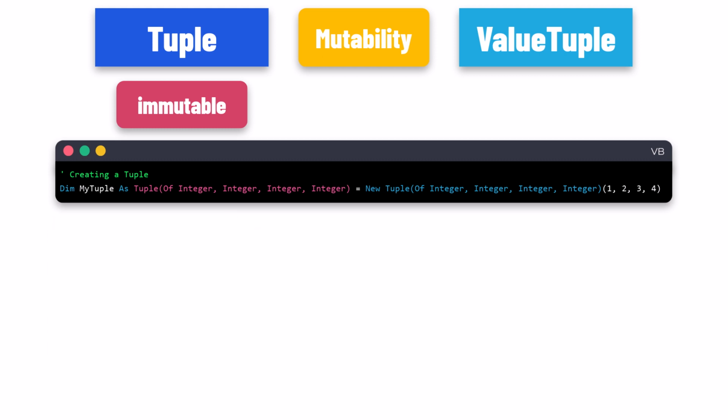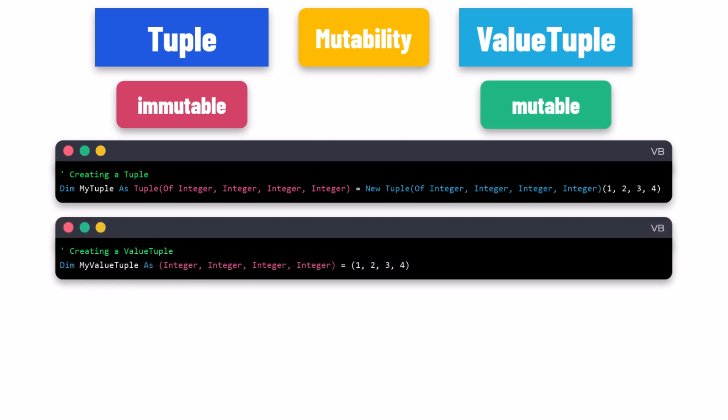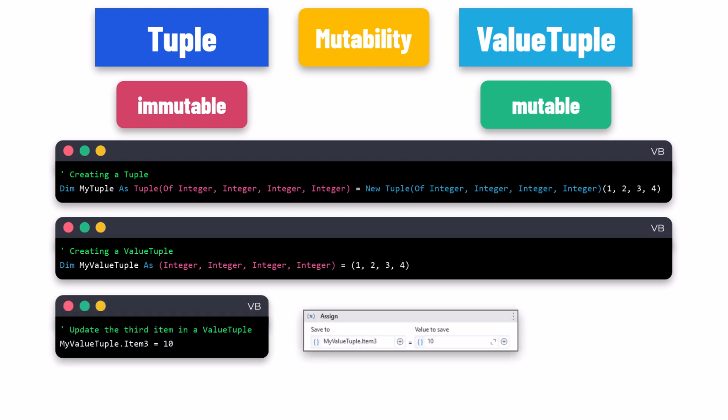On the other hand, value tuples are mutable, just like the dictionaries. This means you can modify the elements after creation. For example, this value tuple. As you can see, it's exactly the same as the tuple. But here we can change the elements as follows. This statement updates the value of the third element.